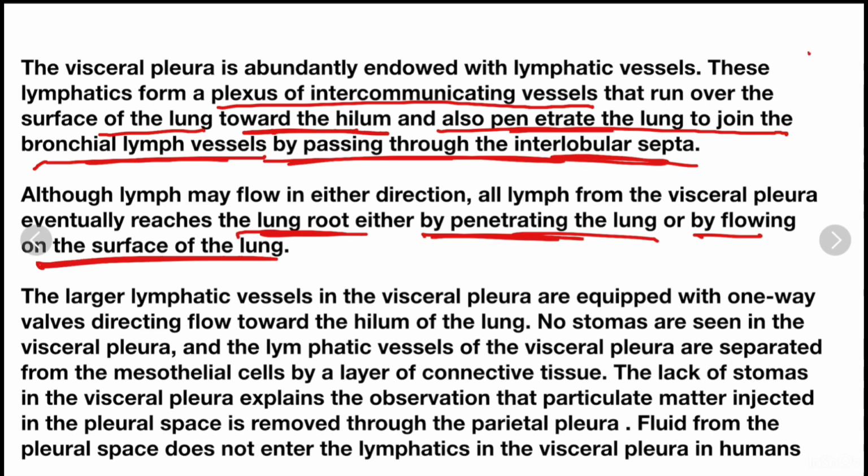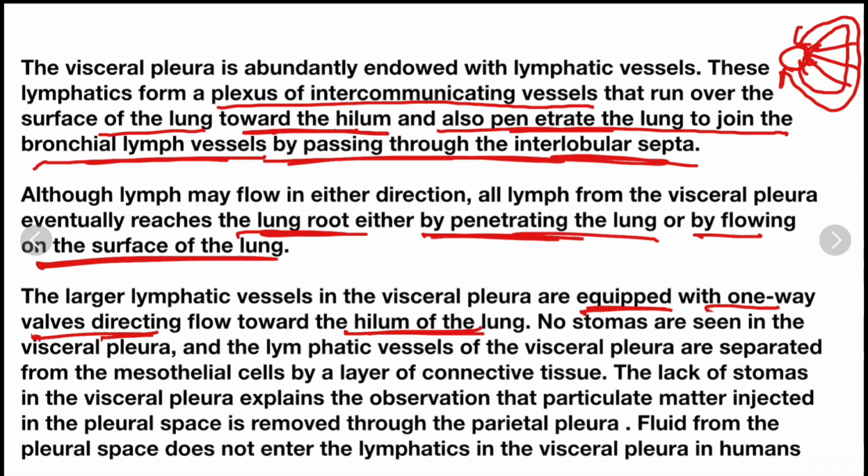So finally, if this is a lung, then either along the surface it used to come like this, or by penetrating it used to come like this. So finally, it used to reach the root of the lung. The larger lymphatic vessels in the visceral pleura are equipped with one-way valves directing flow. So they are telling that wherever larger lymphatic vessels are there in the visceral pleura, they are equipped with one-way valves directing flow toward the hilum of the lung.